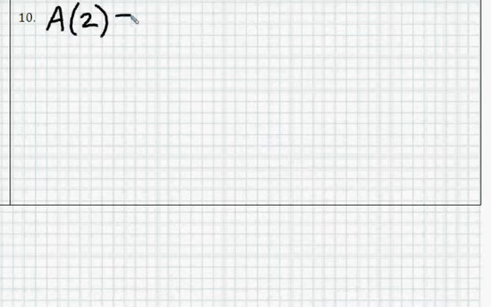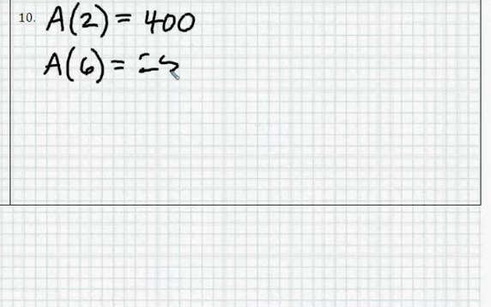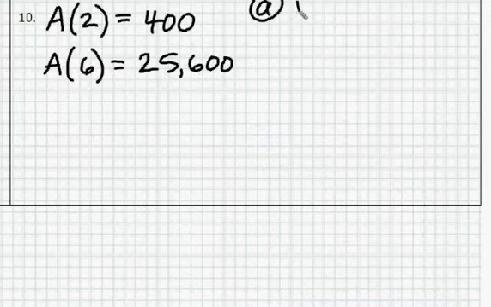Okay, it should make sense to you that after 2 hours, there were 400 pieces of bacteria in the culture. And 4 hours later, at 6 hours, there were now 25,600 pieces of bacteria in that culture. So you can see that it grew extremely quickly. But the problem is we didn't know the rate. The question asked us to find the rate. So here's how we're going to go about doing that.